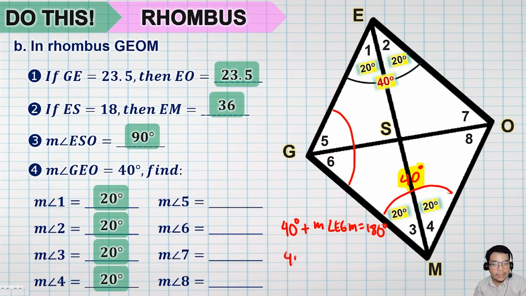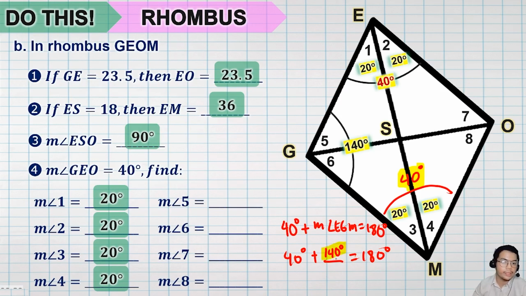So, ang tanong na lang dyan, ano bang sukat niyang angle EGM para pag inadd ko siya sa 40 degrees, ang sagot 180 degrees. What you can do is to just subtract 180 minus 40 and you will get 140 degrees. Tama. So that means angle EGM measures 140 degrees.